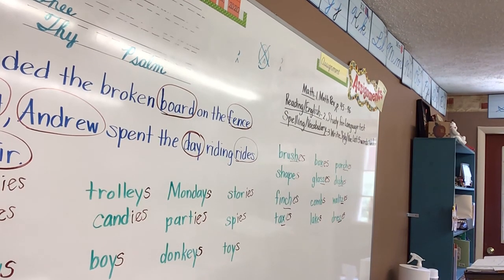What's in front of the Y? R, which is a consonant. So you are going to change the Y to an I and add ES.